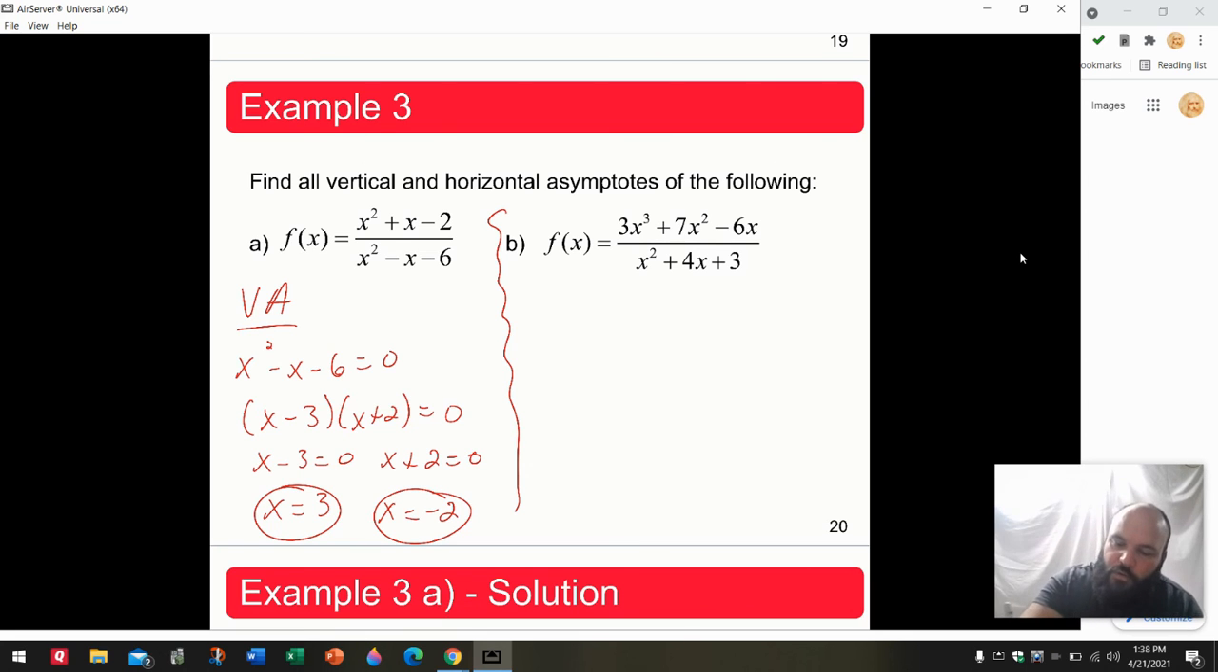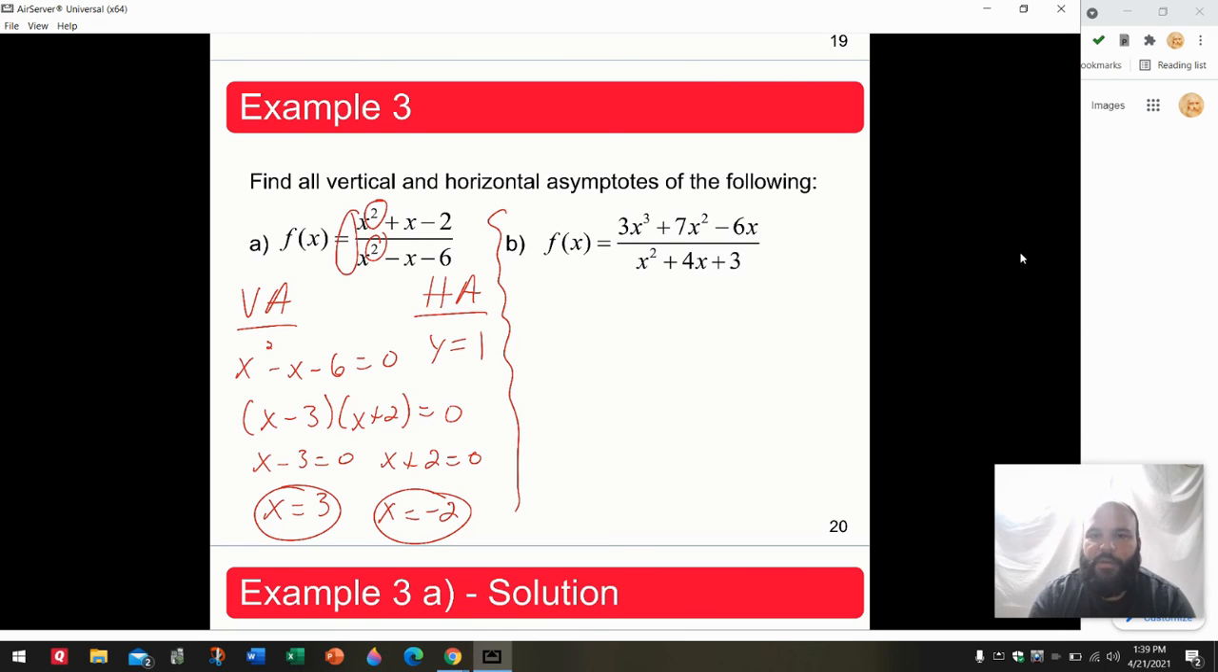Now, as far as horizontal asymptotes go, we need to look at the powers. And because the powers are equal, they're both 2, we have to divide the lead coefficients. In this case, both of them have a lead coefficient of 1. So when I divide 1 divided by 1, I get 1. So the horizontal asymptote is y equals 1.